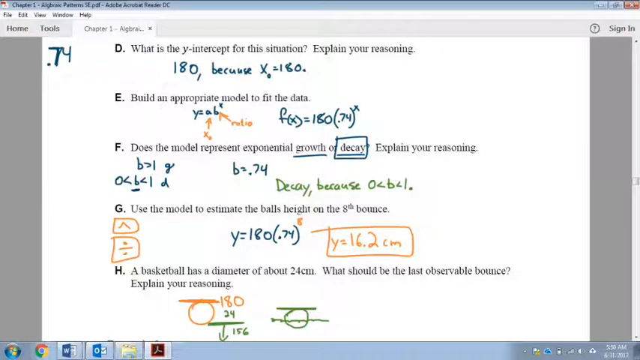Alright, so what you need to do is go back to your chart and say, what's the last one that would work? Well, according to the model, x of 6 equals 30. The only one we need to check is x of 7. So again, stick in your calculator, 180 times 0.74 to the 7th. That's 21.8. Again, shorter than the basketball. So the last observable bounce is the 6th bounce. Alright? And there you go.